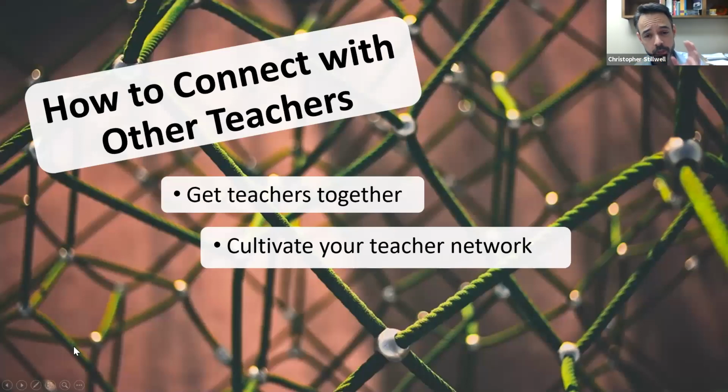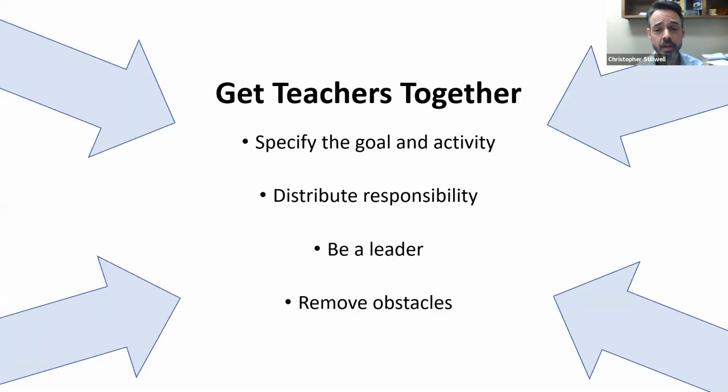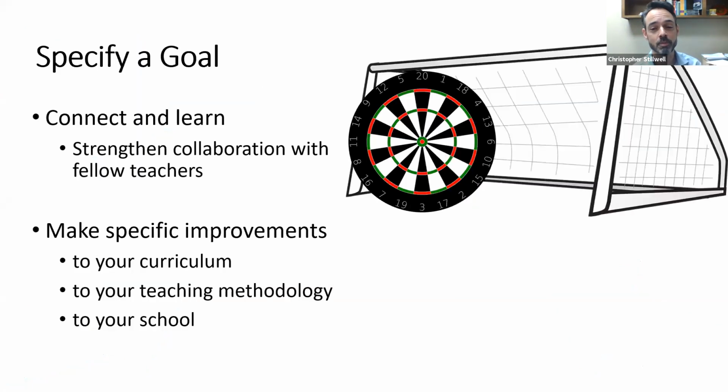Now, for that first topic of getting teachers together, the first thing we're going to talk about there is the value of specifying a goal and a matching activity. We'll talk about how it can be useful to distribute responsibility, but also it can be useful to be a leader as well. And that's kind of a tension that's interesting and, well, useful. And the last one is it's good to remove obstacles. So let's go to that first point about specifying a goal and finding a matching activity.